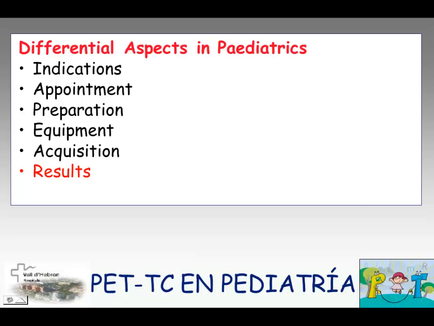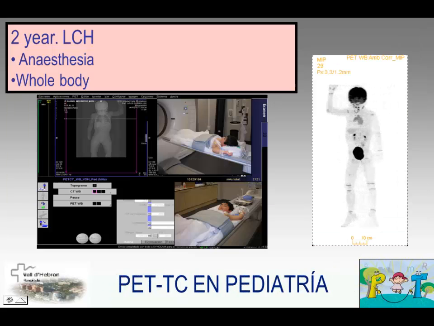And what about the results? I am going to finish by showing you some examples. This is a 2-year-old boy with Langerhans cell histiocytosis. This study has been performed with anesthesia, and we can see here the images of all the body. Can you see some abnormalities?